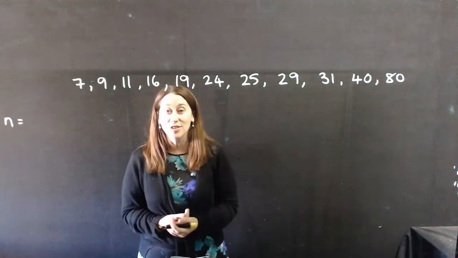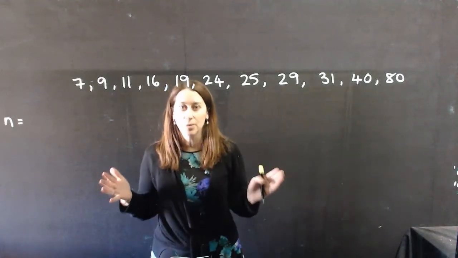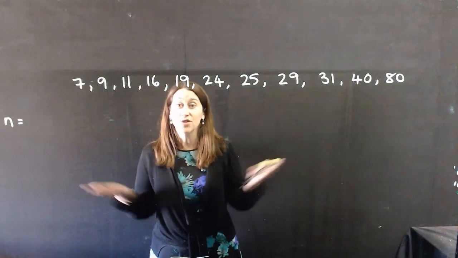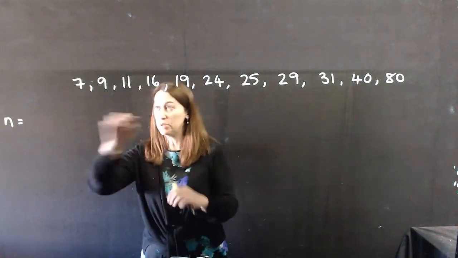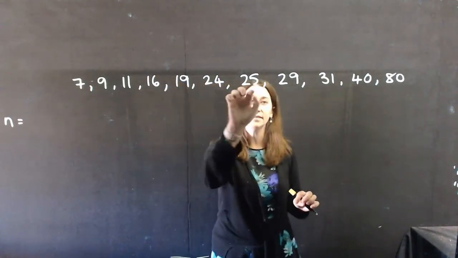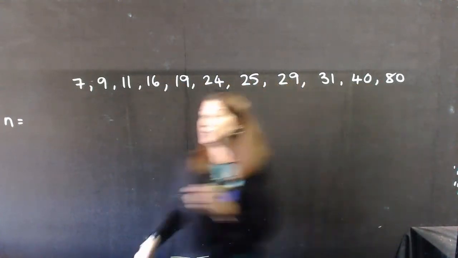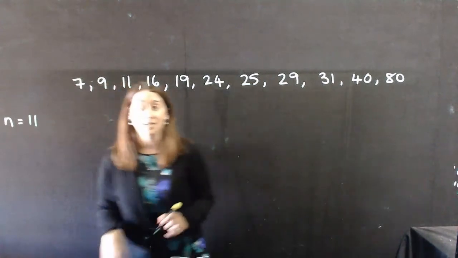In this video, I'm going to talk to you about how to find a 5-number summary, or how we look at measures of the spread. So let's look at some data first of all. Let's count how much data we've got. 1, 2, 3, 4, 5, 6, 7, 8, 9, 10, 11. 11 pieces of data. So we can say that n is equal to 11.